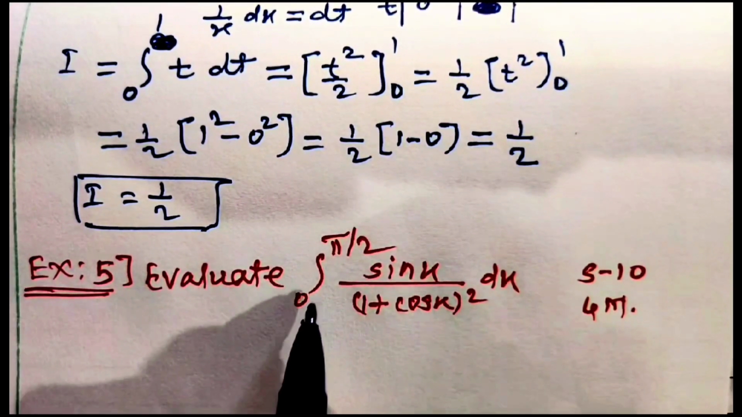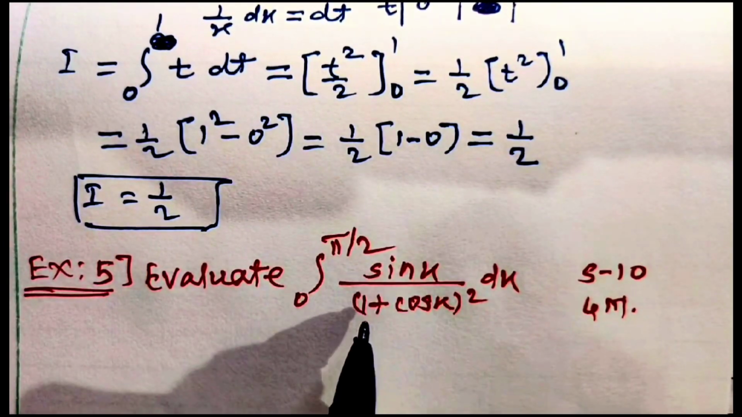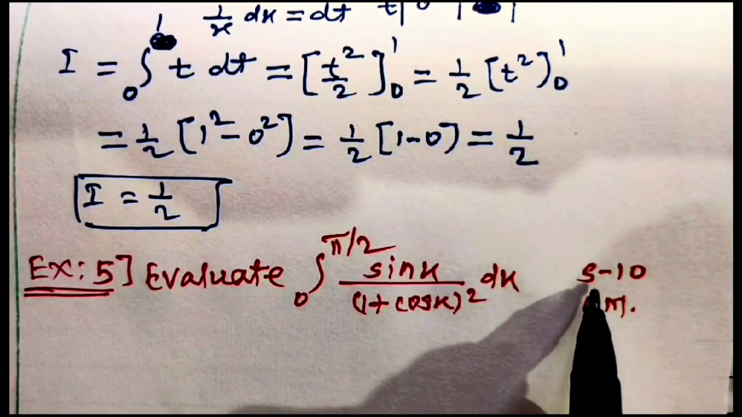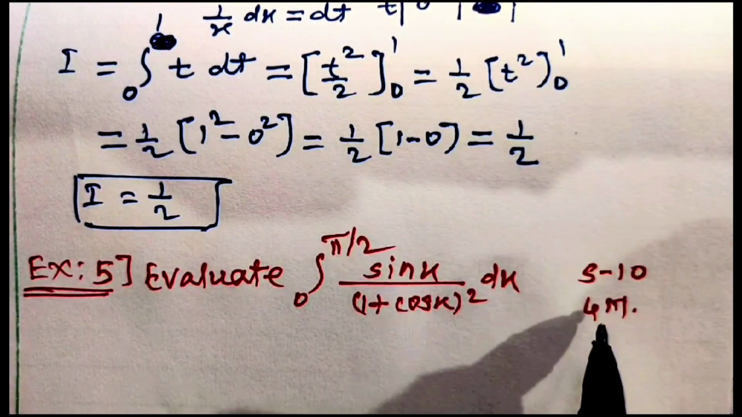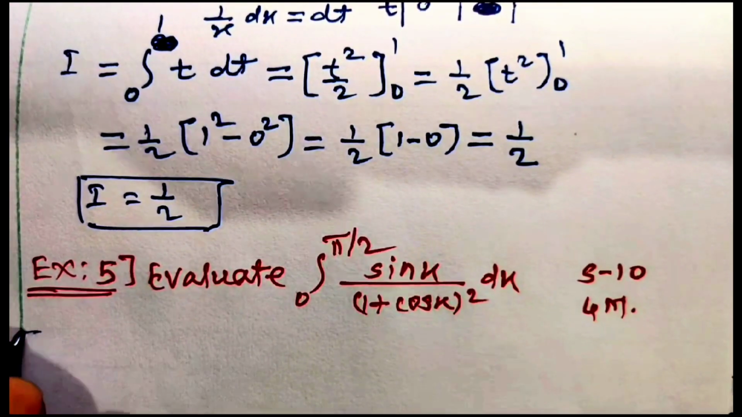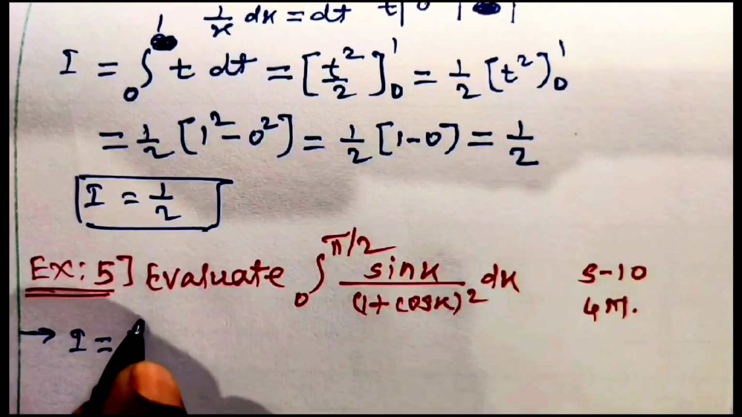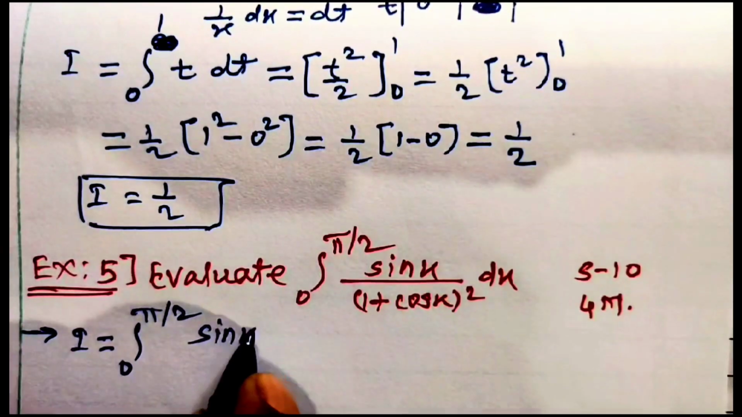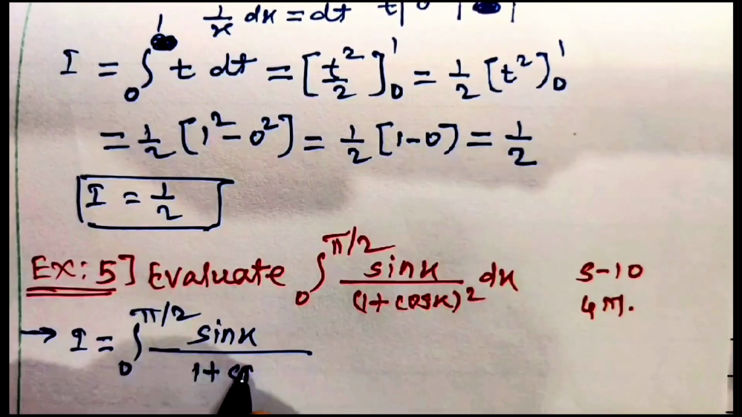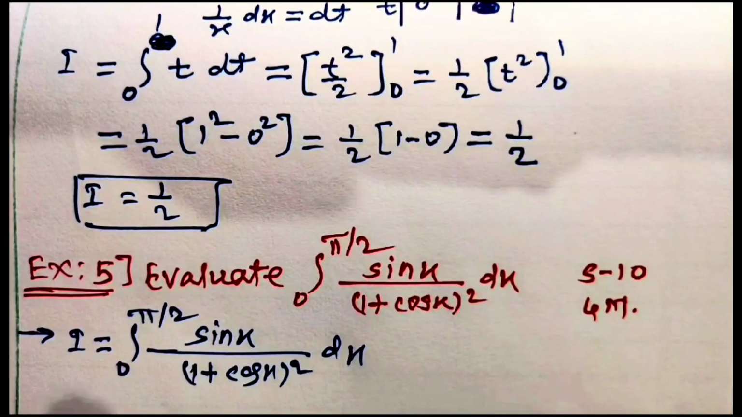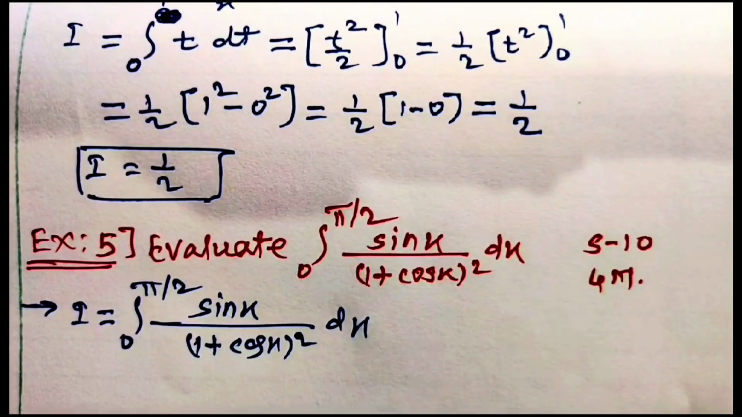Evaluate the integral from 0 to pi by 2 of (sin x upon (1 plus cos x) whole square) with respect to x. This sum appeared in summer 2010 for 4 marks. To evaluate this integral, first of all consider the given integral I is equal to integral from 0 to pi by 2 of sin x divided by (1 plus cos x) square, with respect to x. Here also we have to use the substitution method.